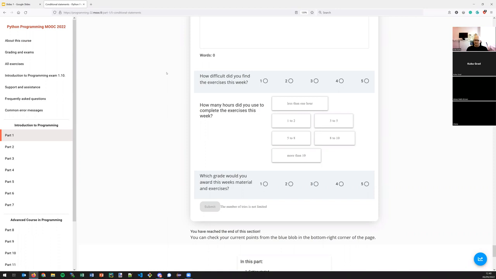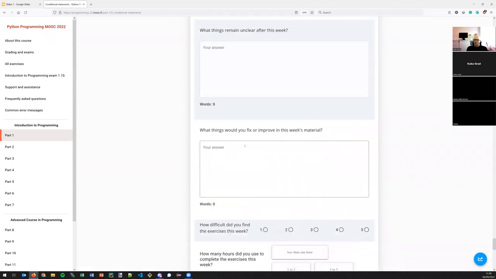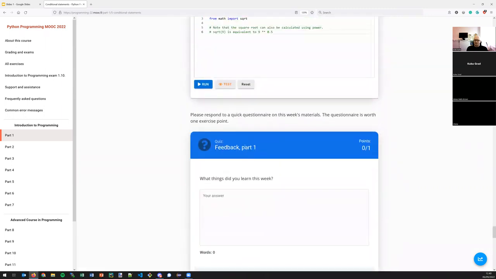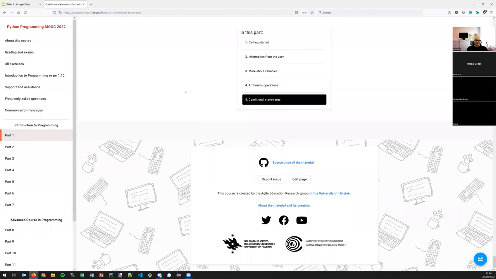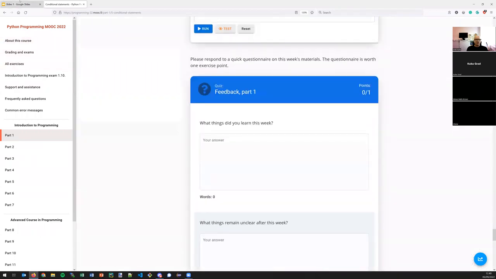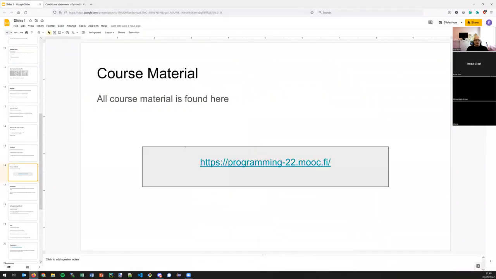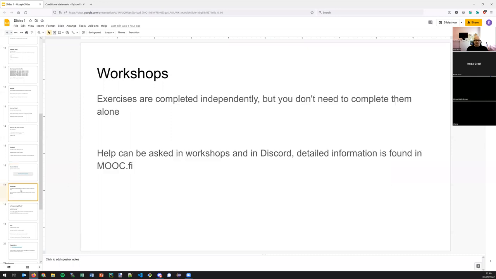And if you have had any specific problems with any of the exercises, or if you think the material didn't cover some of the things good enough for things like that. So this is like your direct channel to me and to other developers of this material to tell us how you felt about it. Okay, so everything you need is over there.